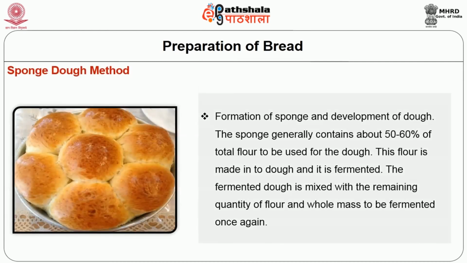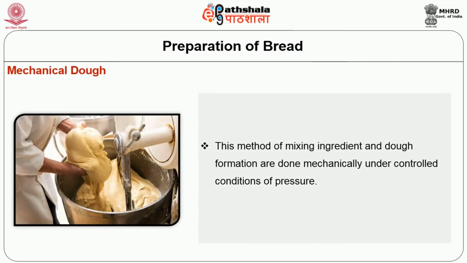Sponge and dough method, formation of sponge and development of dough. The sponge generally contains about 50 to 60% of total flour to be used for the dough. The flour is made into dough and then it is fermented. The fermented dough is mixed with the remaining quantity of the flour and the whole mass is fermented once again, so it is called the sponge and dough method. In the mechanical dough method, the ingredients are mixed and the dough formation is done mechanically under controlled conditions of pressure.